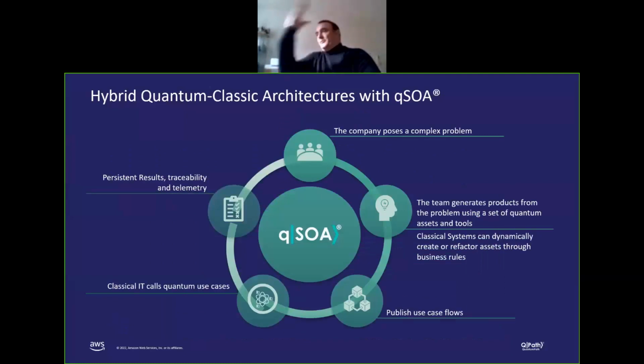So in the process we have defined, the company has a problem, the team generates the products, you publish the flow you have finished to put in production, and the classical part only needs to go to the use cases to have the results they are searching for.